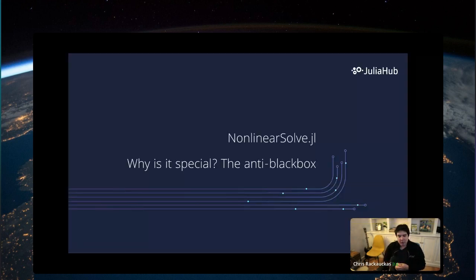So what makes NonlinearSolve special, right? I think that a lot of people look at this and go, okay, I have a Newton method in Python, I have a Newton method in R. This is the Newton method in Julia. It's the same thing, right? But I want to showcase how it's a bit special because it does anti-black boxing of code.